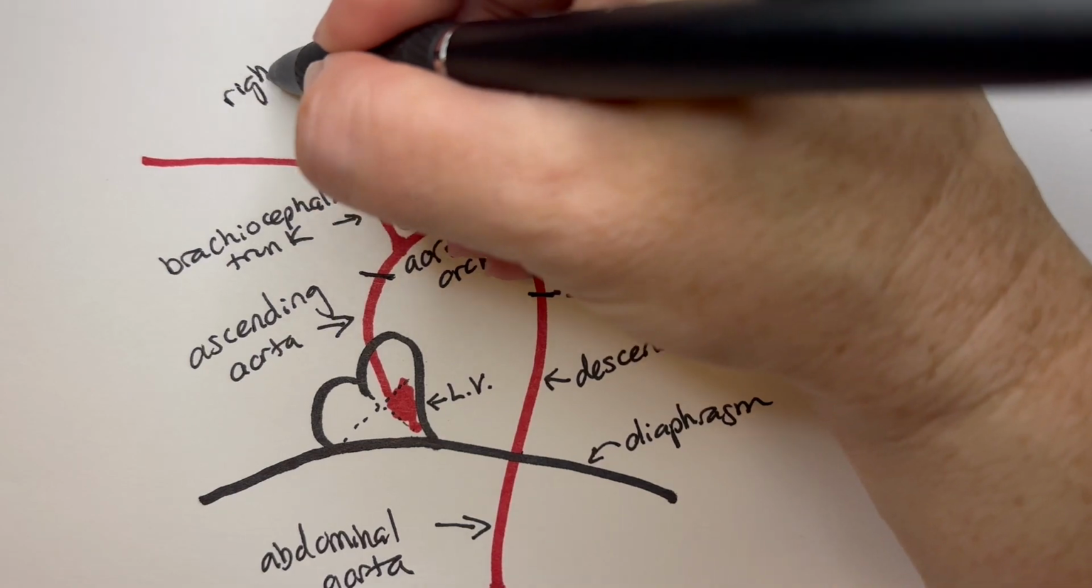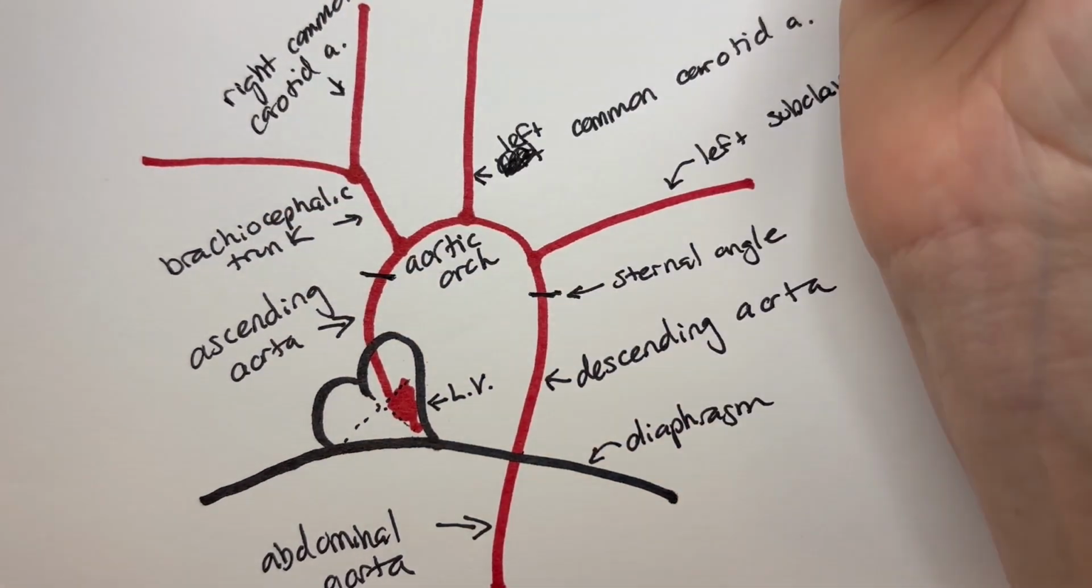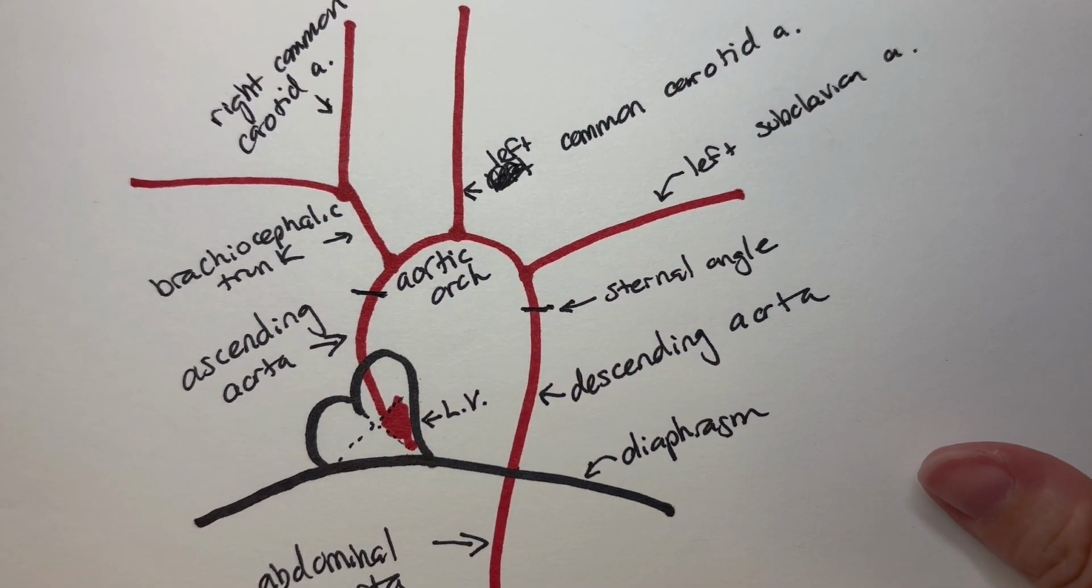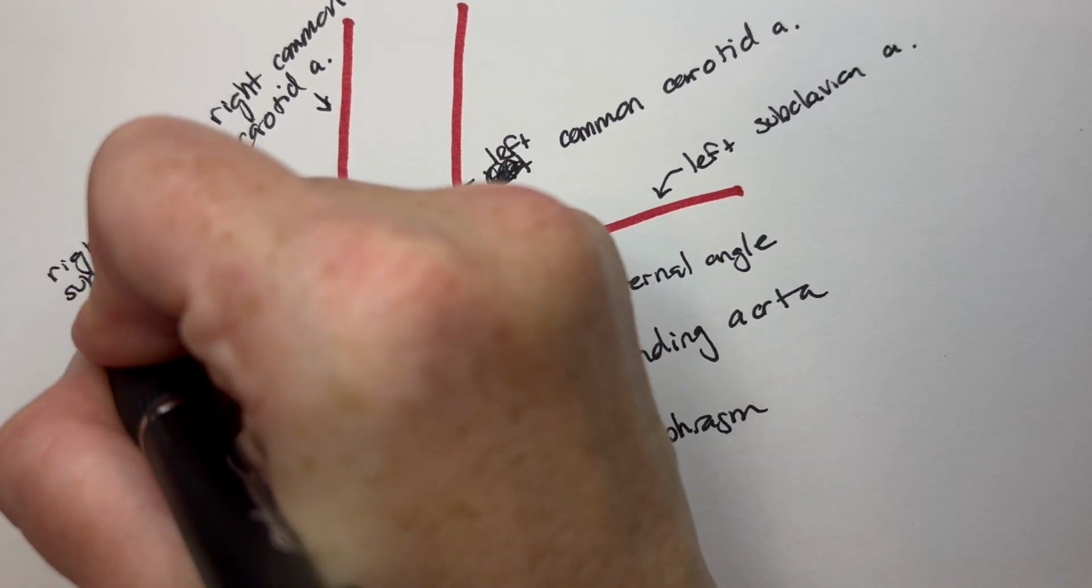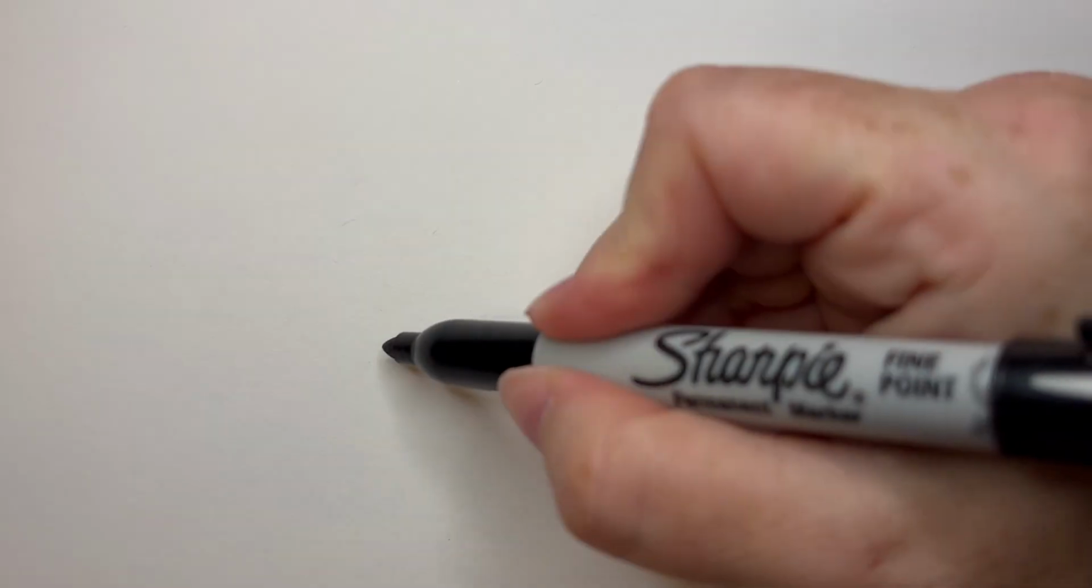Over off of our brachiocephalic trunk, that's going to branch to form the right common carotid artery. And then our final branch over here, which is our right subclavian artery. So we finished our arteries.